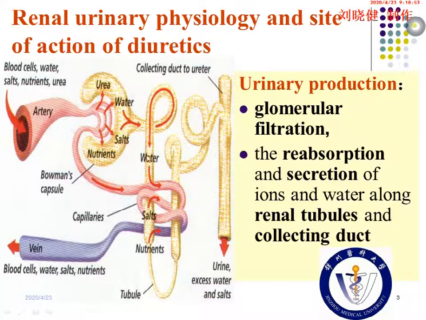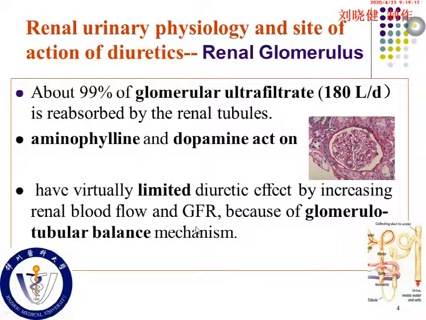You have studied that urinary production includes glomerular filtration and reabsorption and secretion of ions and water along the renal tubules and the collecting duct. Approximately 16 to 20% of blood plasma entering the kidneys is filtered from the glomerular capillaries. The kidney regulates the ionic composition and the volume of urine through the reabsorption and secretion of ions and water along renal tubules and collecting duct.